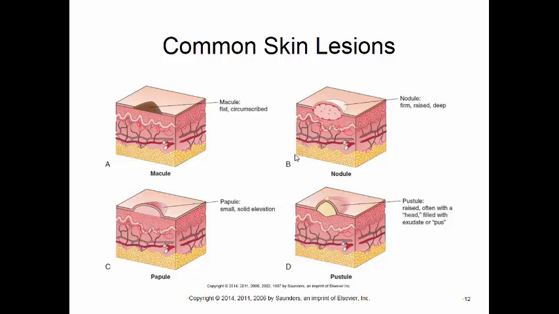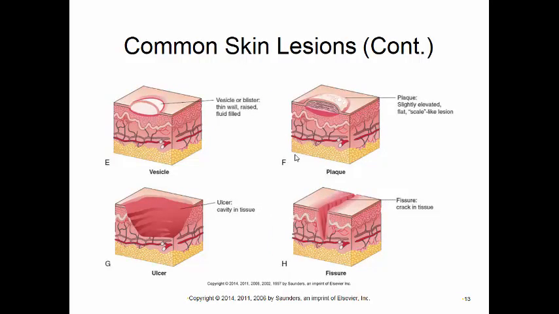The first one is a macule, which is a flat, circumscribed, circle-shaped lesion. The next is a nodule, which is raised, firm, and goes deep. Next we have a papule, which is a solid, small, elevated lesion. A pustule is raised and often has a head, with a pussy exudate. A vesicle or a blister is a thin-walled, raised, fluid-filled sac, so it has a serous exudate.